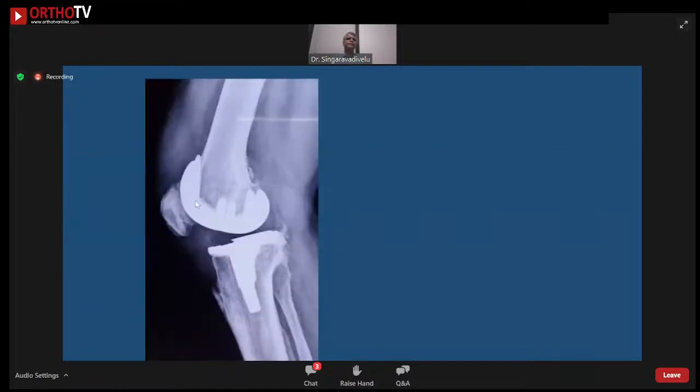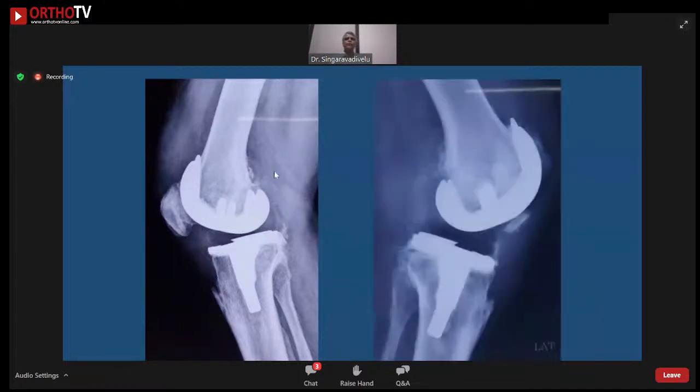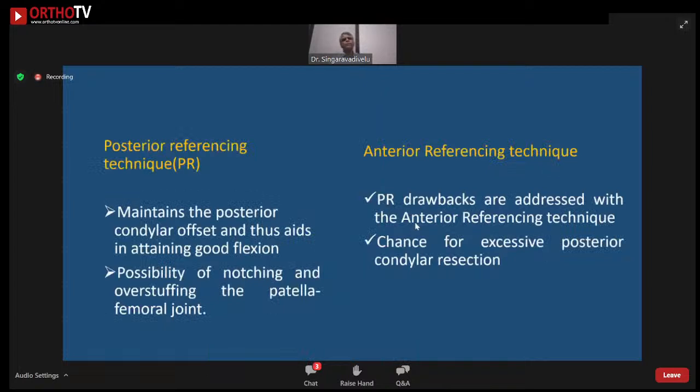So what is the importance? How much posterior cut you take is very, very important, because this offset, you must always remember how much it is. That is the one which is going to give you the flexion range. If your offset is low, if the actual offset is not established, then there can be flexion instability and the flexion can be decreased. So you have to establish the posterior offset. Posterior referencing always maintains the flexion gap, but you have to be careful about notching. With anterior referencing, if you are downsizing, it will increase the flexion gap.